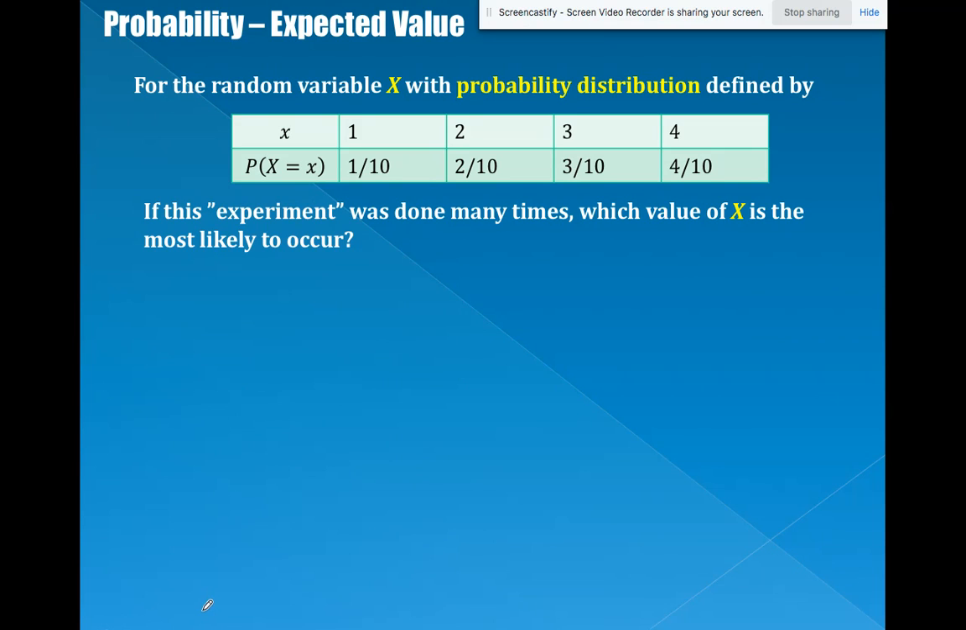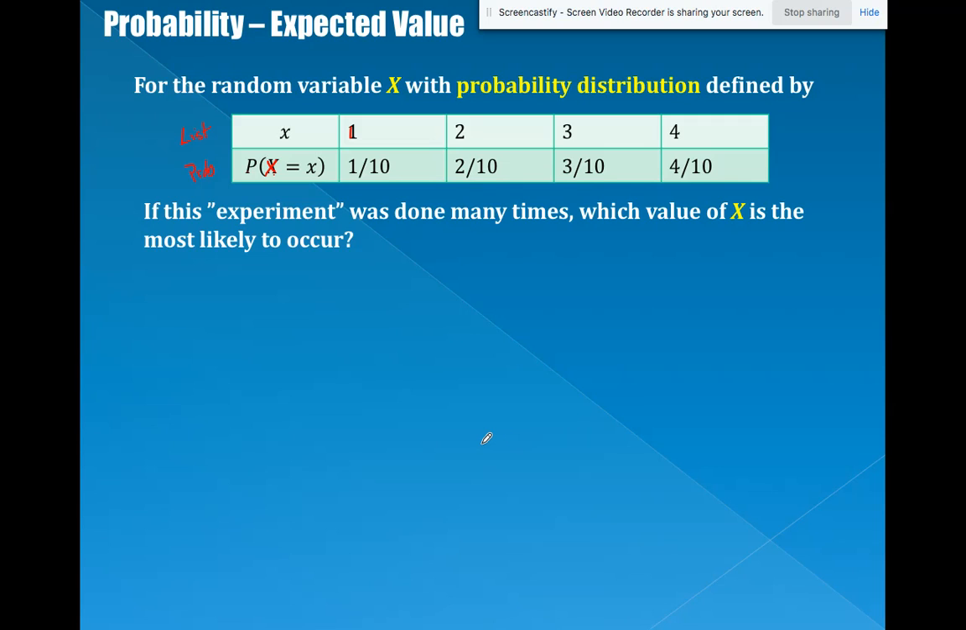So look at this one. Somebody's given you a chart with new notation. So this is your list. And these are your probabilities. The probability when my random variable is 1 is 1 out of 10, 2 out of 10, 3 out of 10, 4 out of 10.